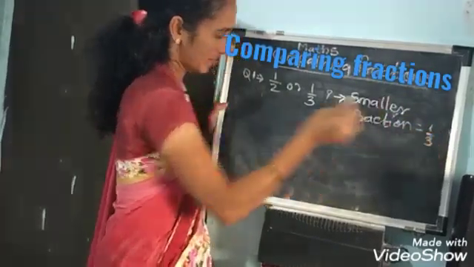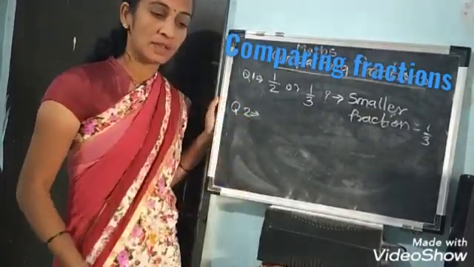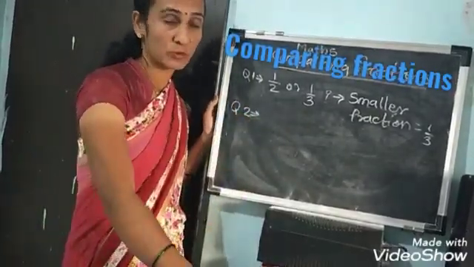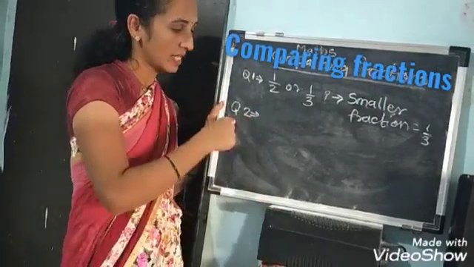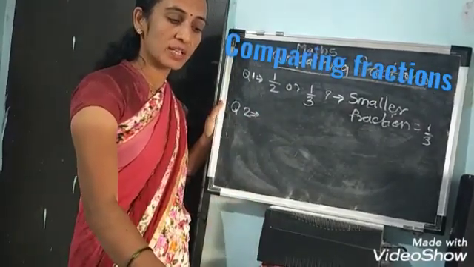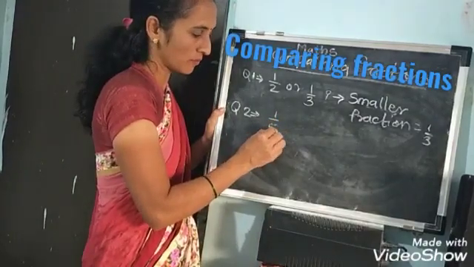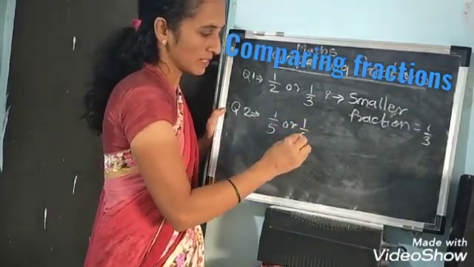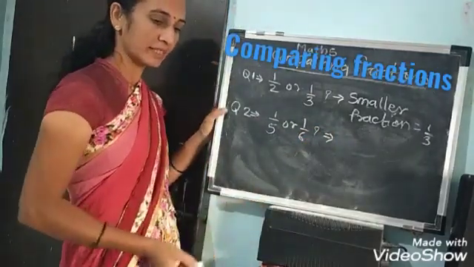Question number 2. I am reading the question from the textbook. You have to keep the textbook in front of you, and the answer I am giving here on the blackboard. Question number 2: Which is the smaller fraction from 1 upon 6 or 1 upon 5? Same way, which is the smaller fraction?